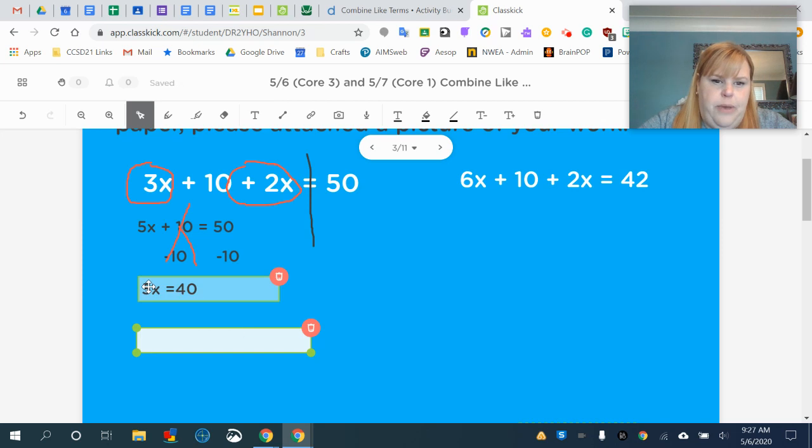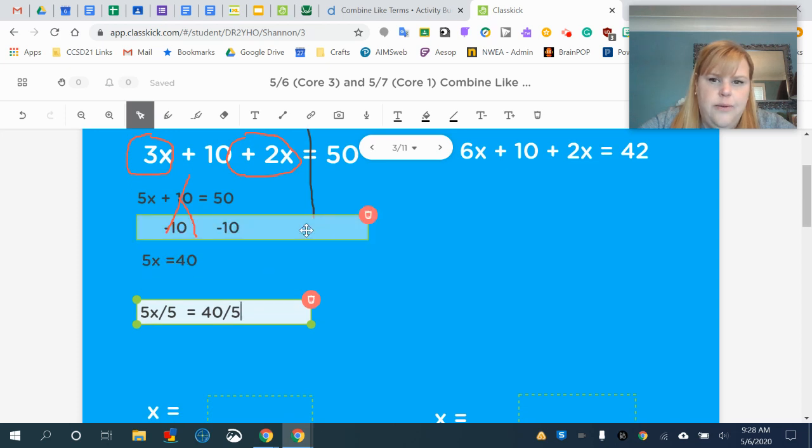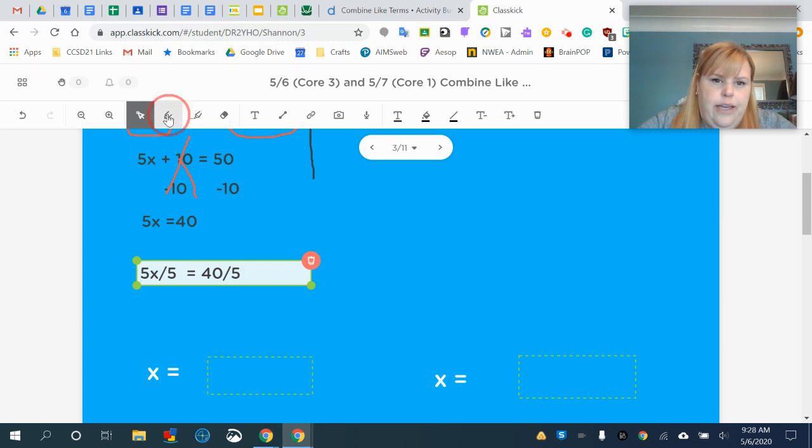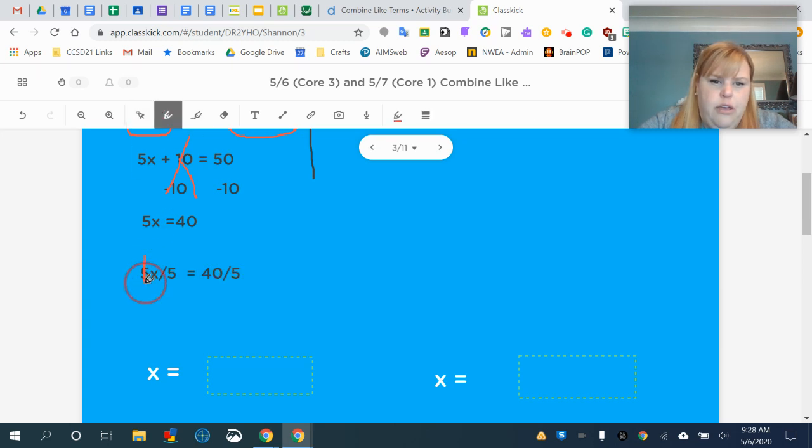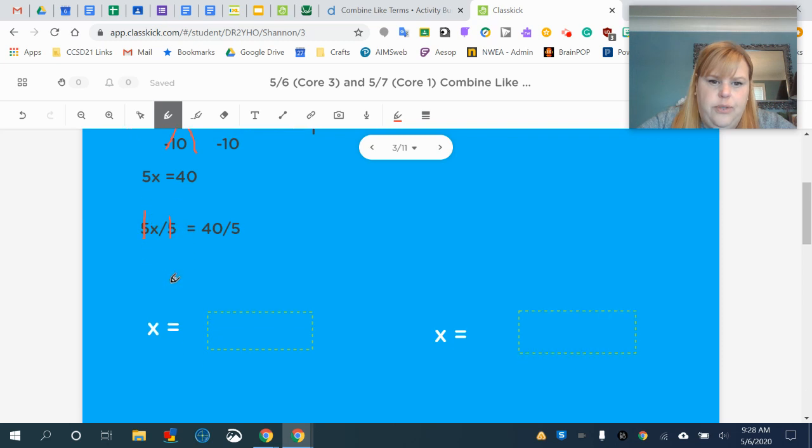Right, on to my very last step. I need to get that x by itself. Right now, 5 is being multiplied by x, so I need to do the opposite. So I need to do 5x divided by 5 equals 40 divided by 5, because again, whatever I do to one side, I do to the other. And when I work through that, 5x divided by 5, my 5's cancel out, so I'm just left with x, which is what I want. 40 divided by 5 is 8.